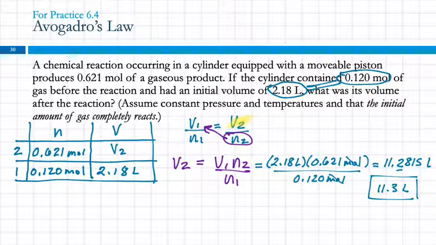And with these simple gas laws, we can always ask ourselves, well, does this make sense? I had an initial volume of 2 liters, and I had 0.12 moles. And in this chemical reaction, I increased the moles of gas. So I have more gas. Pressure's the same, temperature's the same. I expect that the volume of the gas would get larger, and it did. So that's encouraging. Any questions?